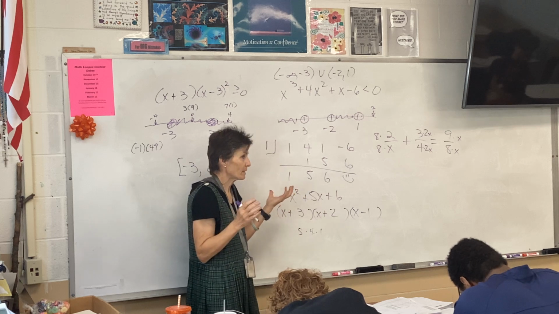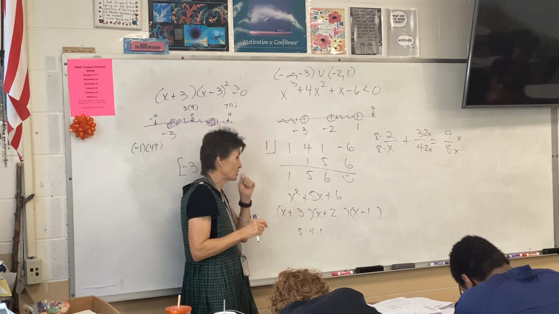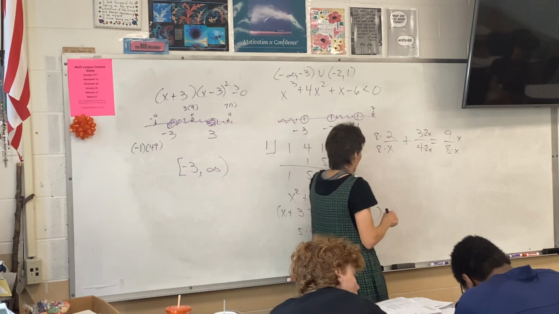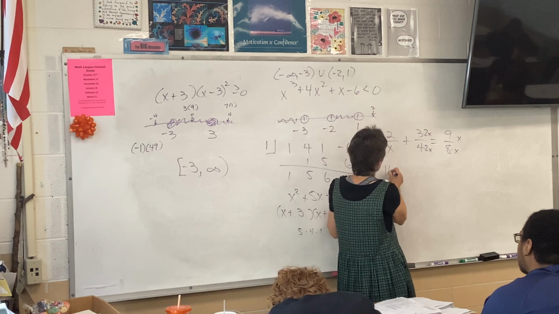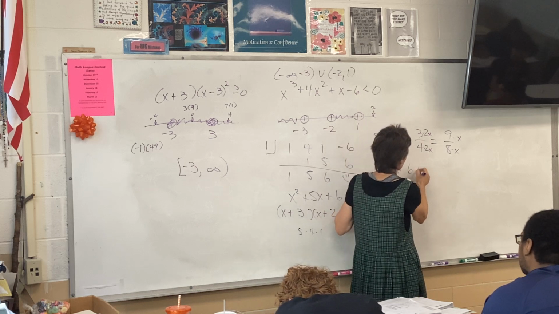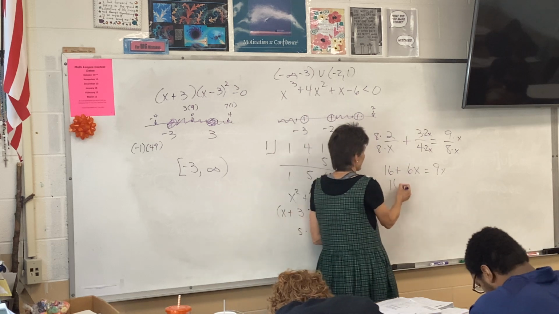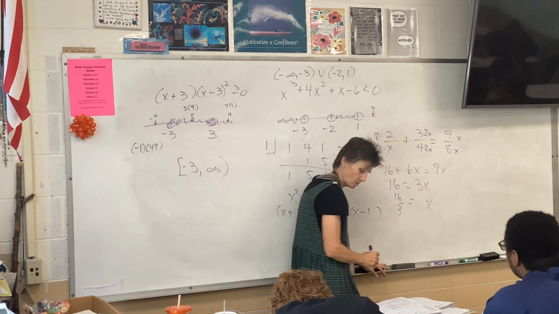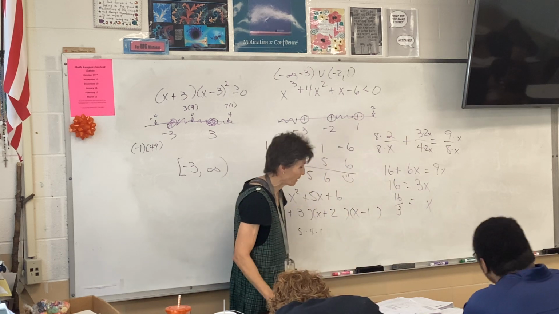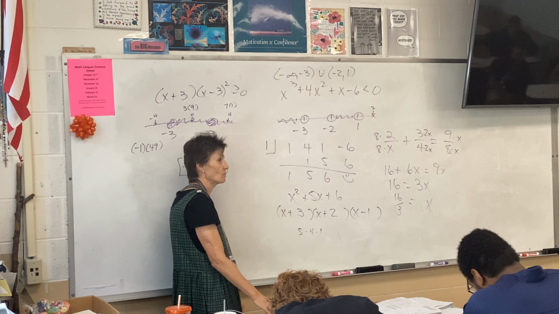Why doesn't it matter what they are? Because we're just gonna ditch them anyway, right? Just make them the same. All right, so what do we got? 16 plus 6x equals 9x, is that right? So 16 equals 3x and x equals 16 thirds. Put a unit, oh, no unit, not a word problem. So the answer is 16 thirds.